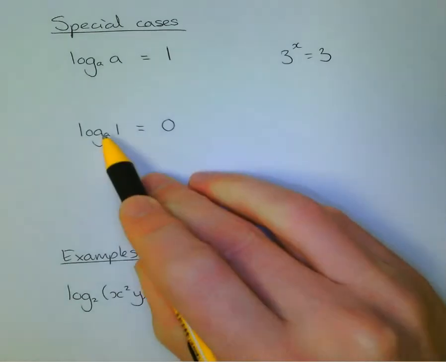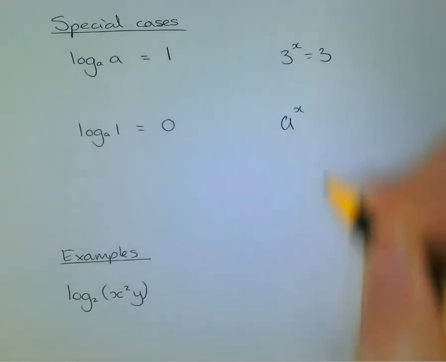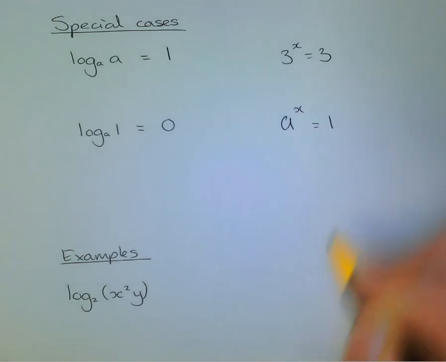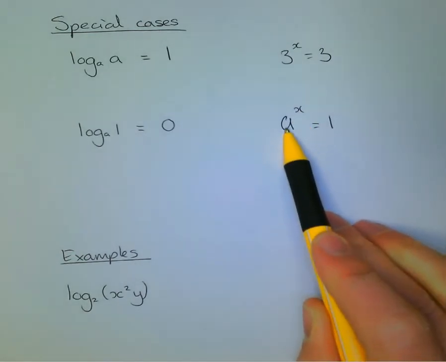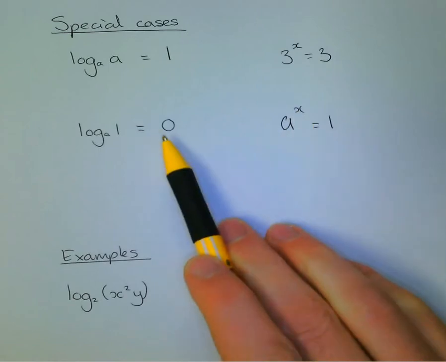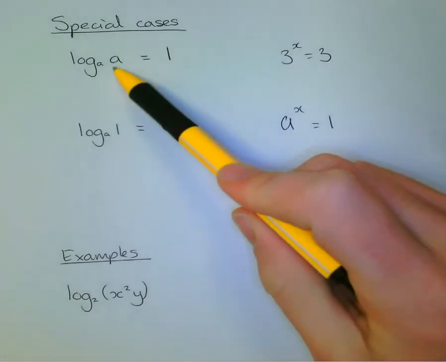If you think about rewriting this in index form, the base value is a, we're raising it to a power, and we're going to get 1. It doesn't matter what this is, the base value, that always has to be 0. So there are 2 special cases you have to know. They're going to manipulate this fact a lot.